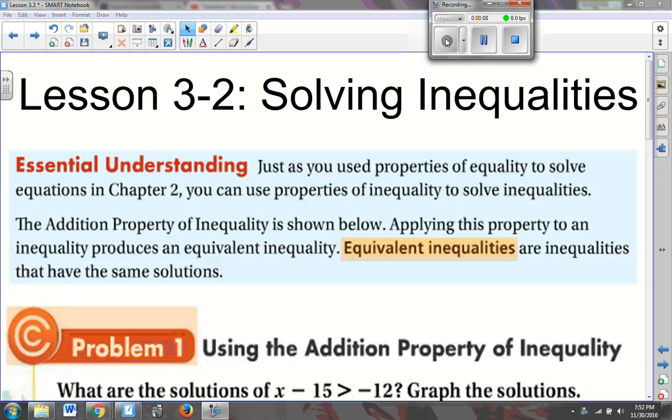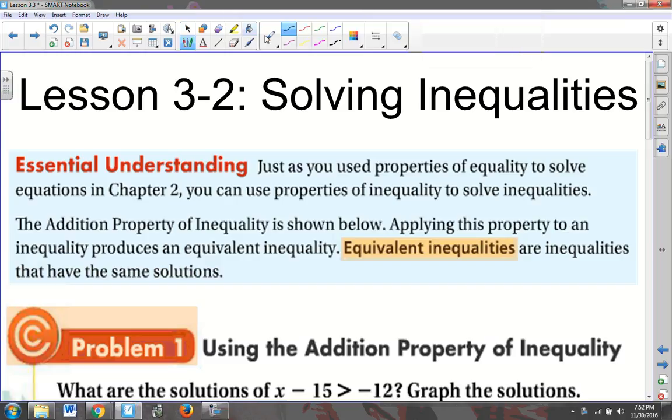In this video, we're going to be solving some inequalities, inequalities that have something attached to our variable that we have to get rid of. The good news for us is this process of solving inequalities is exactly identical to what we did back in Chapter 2 when we were solving equations.